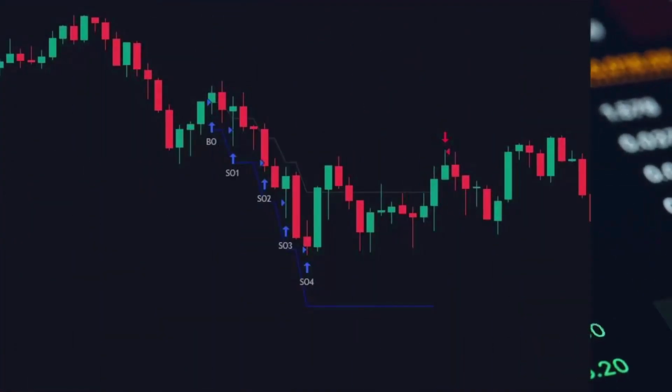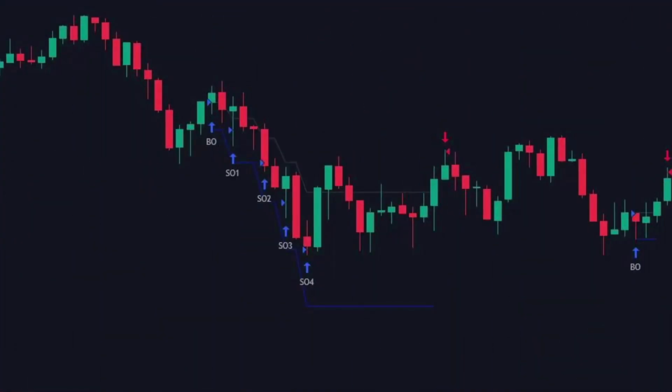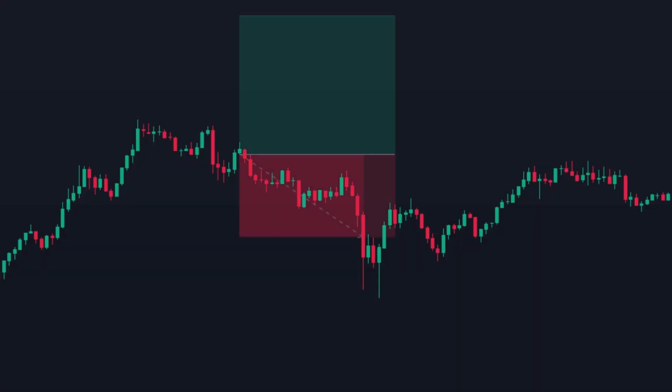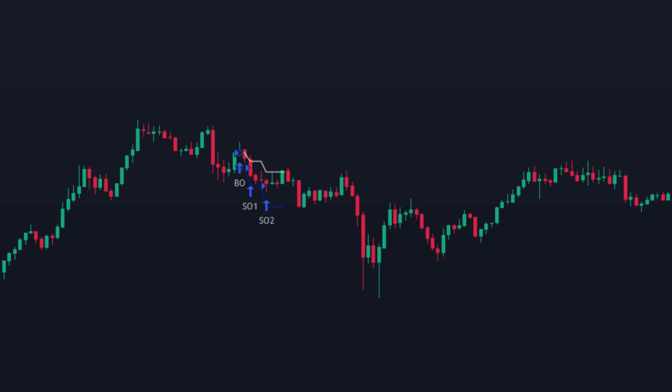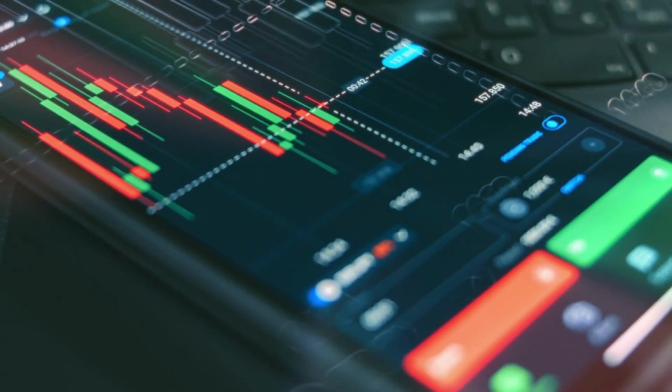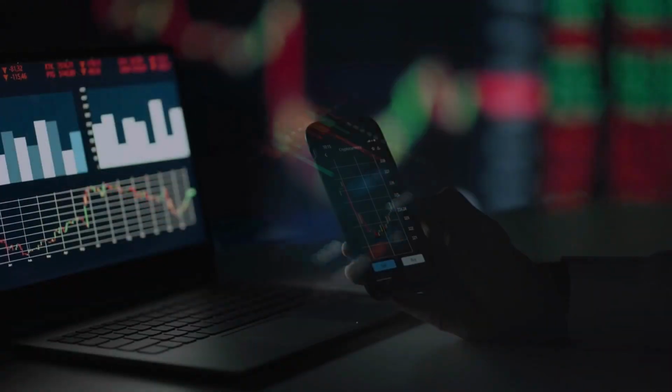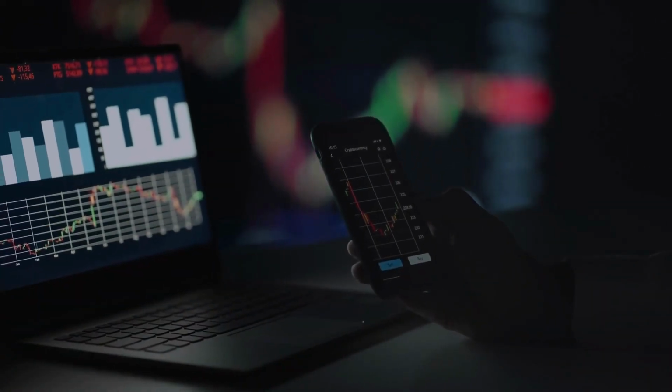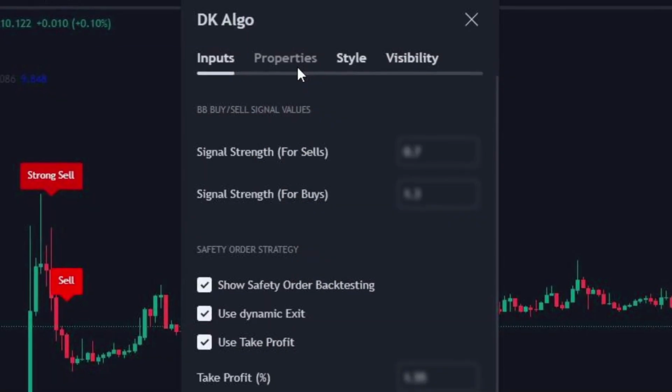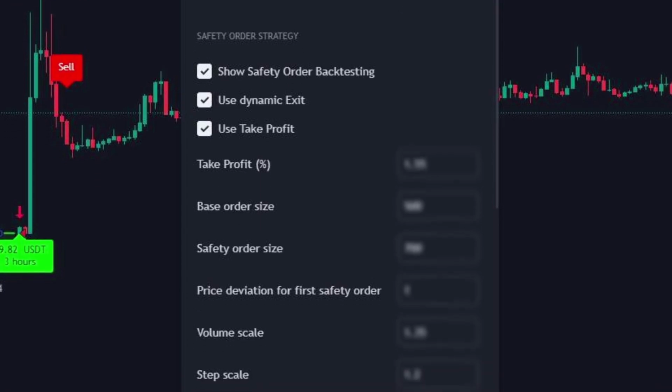Let me introduce you to safety orders. Safety orders are like your safety net for trading. Instead of relying on a single entry point, DK Algo automatically places additional buy or sell orders as the price moves, adjusting your average entry price. This means you're not just waiting for the market to come back to your original entry point. You're actively improving your position as the market fluctuates. And the best part? You're in complete control.